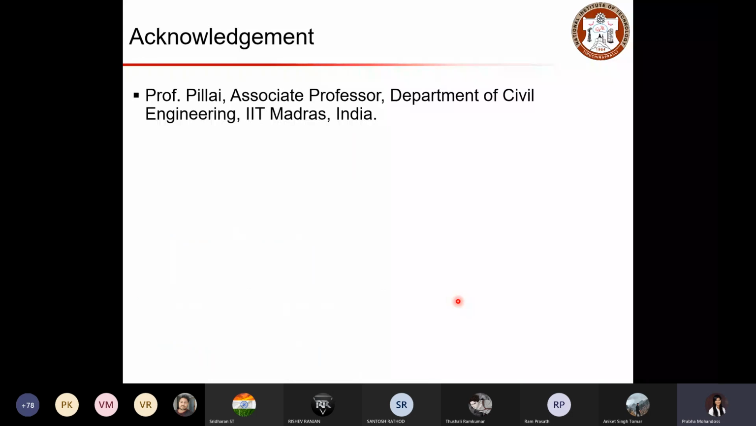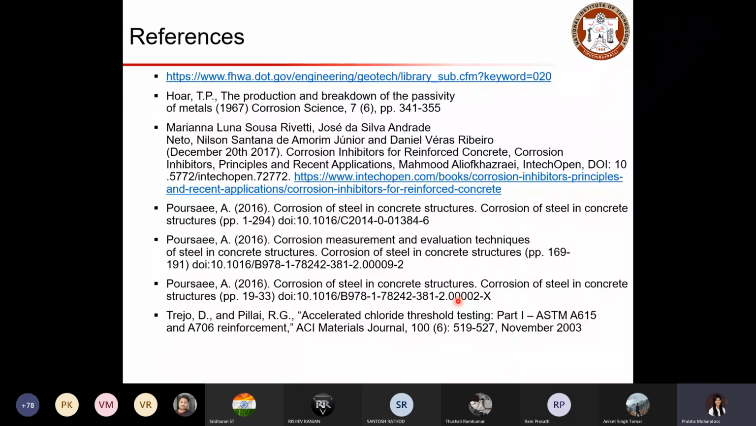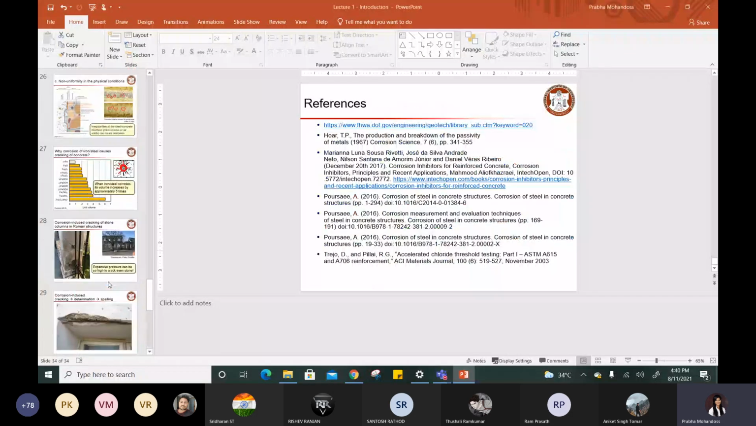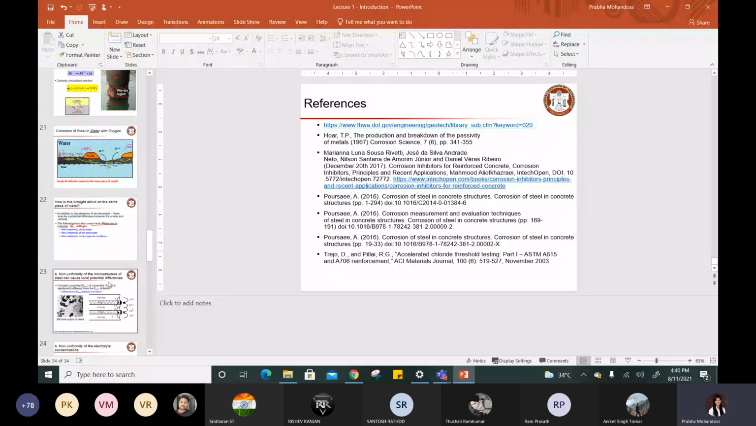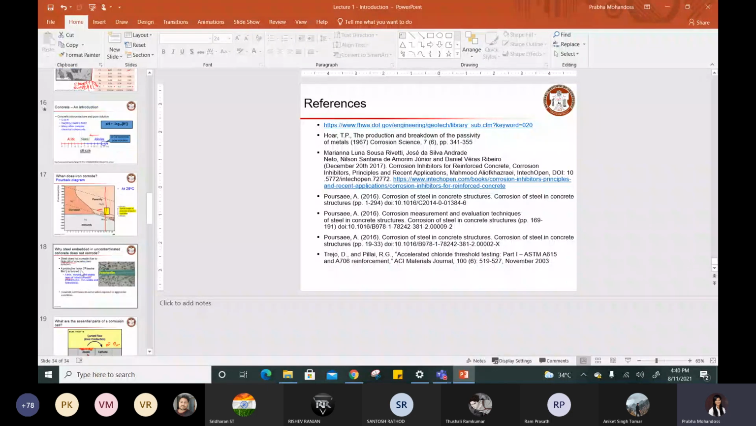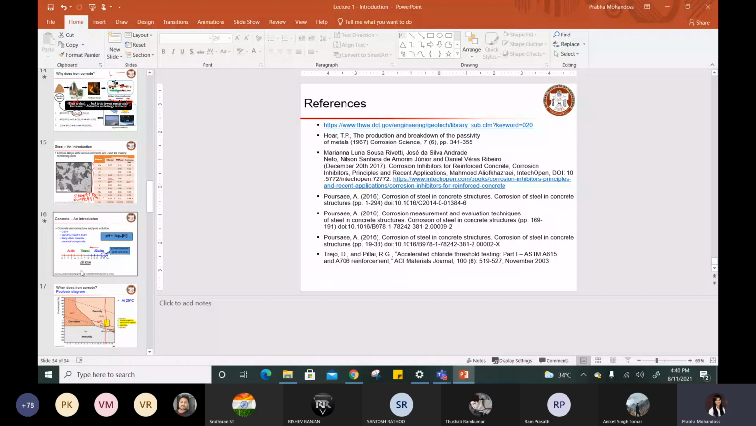This is an acknowledgement to Professor Pillai, and these are some references you can go through for getting more content about this section. Alright, in the next class we will look in detail at the different types of corrosion that we have: chloride induced corrosion, the mechanism behind chloride induced corrosion, and then carbonation induced corrosion.